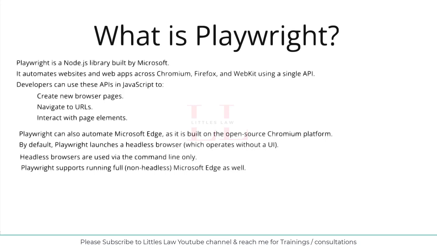So, for example, in some scenarios, you might need to click a button or enter a form which you might not be able to capture using other tools. That is possible using Playwright. By default, Playwright starts as a headless browser. So what is a headless browser? A headless browser is one that runs without showing anything on the screen, which means there is no visible window. So you can only use it through the command line. But Playwright can also run a regular visible version of Microsoft Edge if needed. Okay, so that's a quick introduction to what is Playwright.